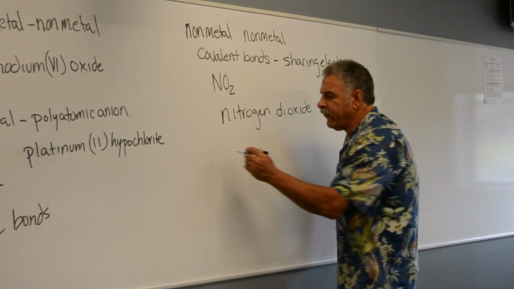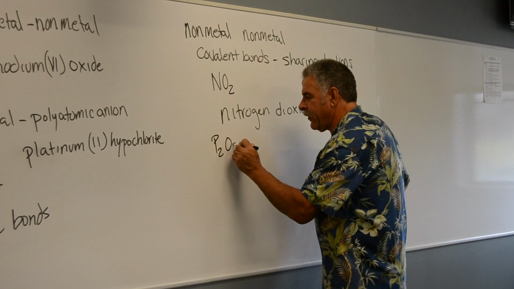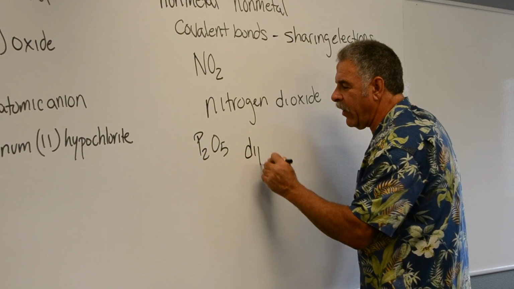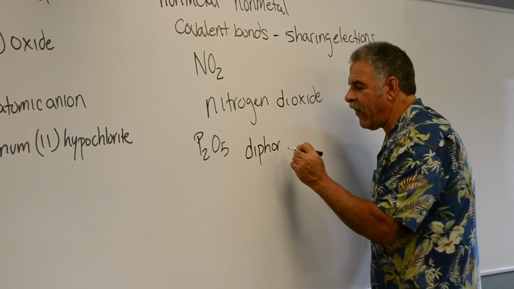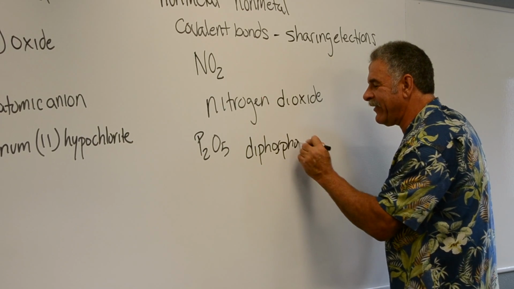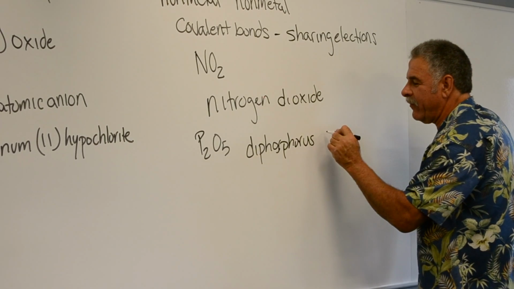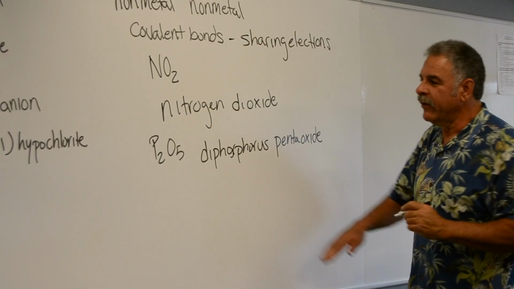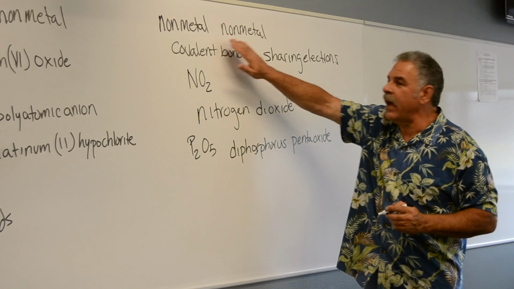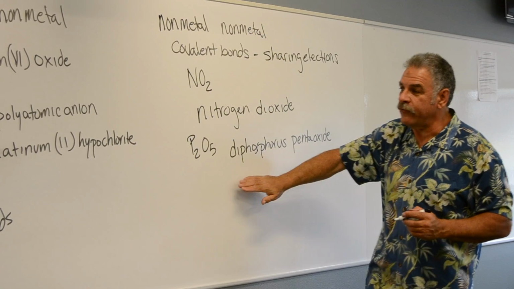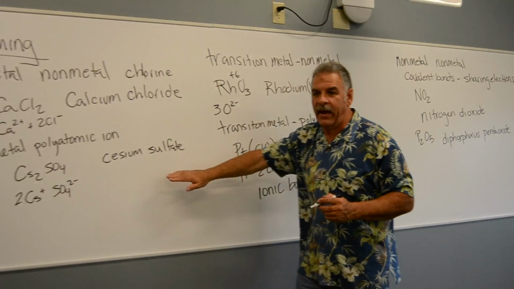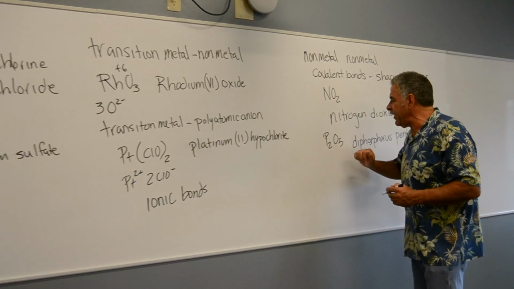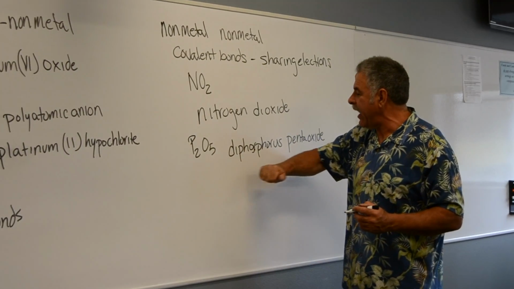So let's look at another one of those. We look on our periodic table and we see there are two phosphorus. Well, when there's more than one in the front, diphosphorus. Oh boy. And penta for 5, oxide. Right? So we use prefixes when it's non-metal, non-metal. We do not use these prefixes for any other compounds. Not for the metal, non-metal, not for the transition metal, polyatomic. Only for non-metal, non-metal do we use di, tri, penta.